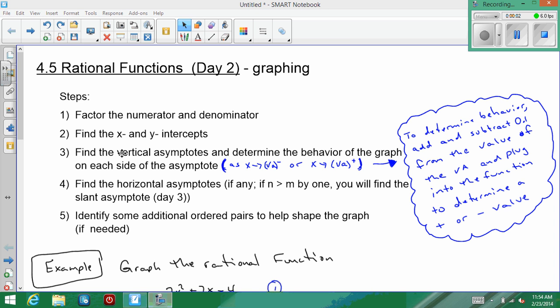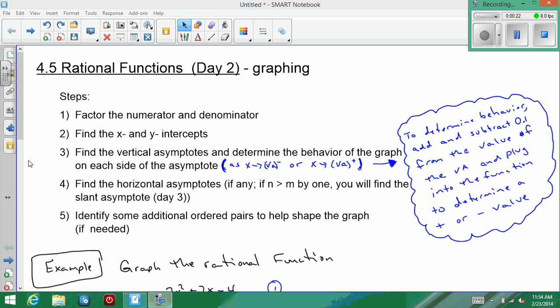This is 4.5 Rational Functions Day 2, where we will be graphing rational functions. I have developed 5 steps for you, and the first step is to factor the numerator and the denominator. The second step is to find the x and the y-intercepts.